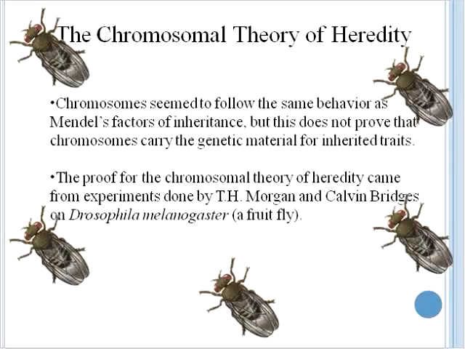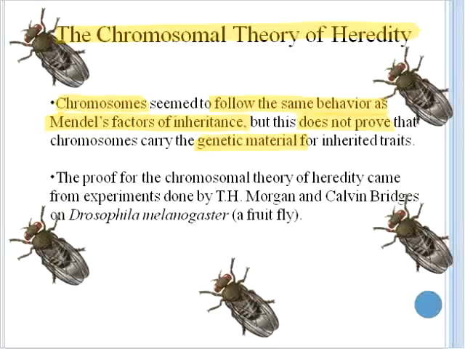In this clip, we'll be taking a look at the chromosomal theory of inheritance and how it came to be that inheritance patterns were discovered to be linked to chromosomal inheritance patterns. The real answer is that chromosomes seem to follow the same behavior as Mendel's factors of inheritance. But this alone didn't prove that chromosomes carry the genetic material for inherited traits.